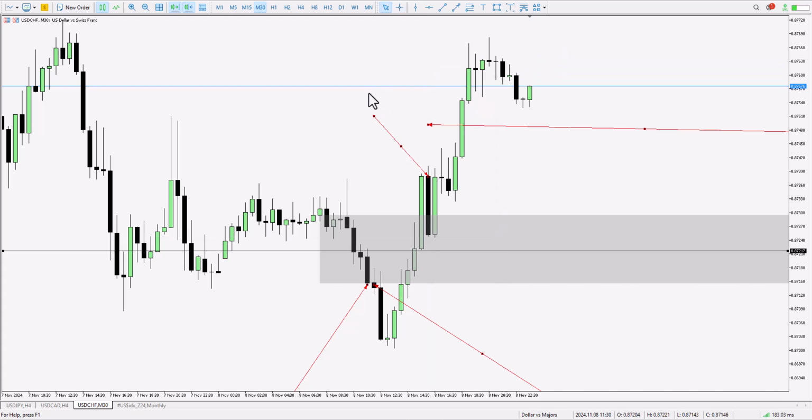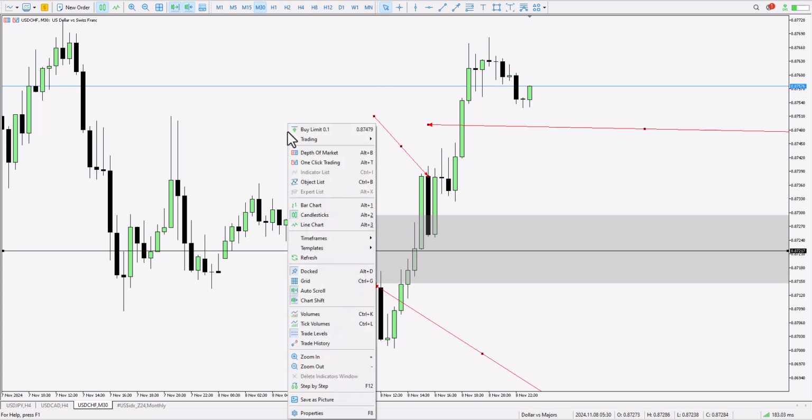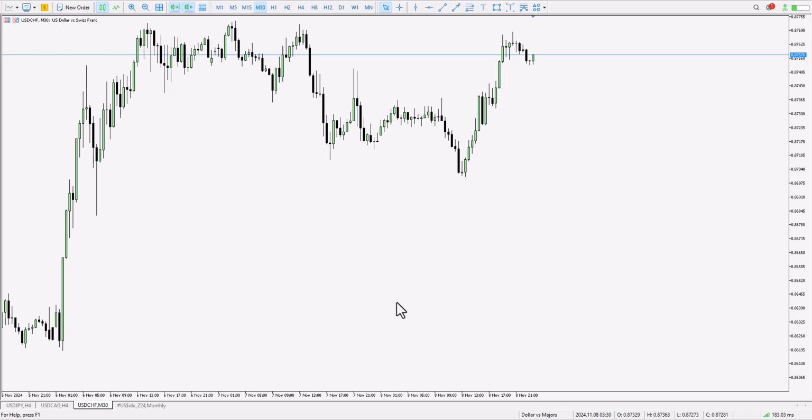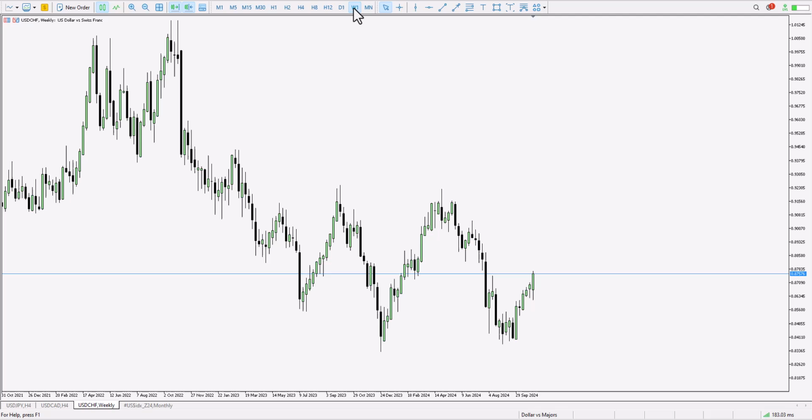See, that's how you have to look at the zones. So a demand zone provides support. A supply zone provides resistance to price.